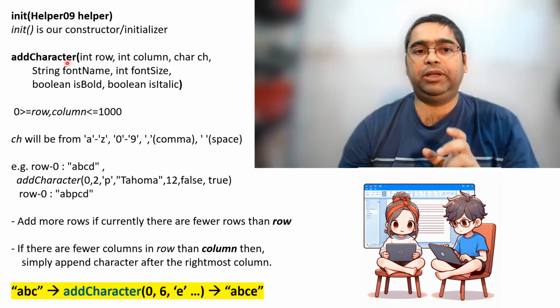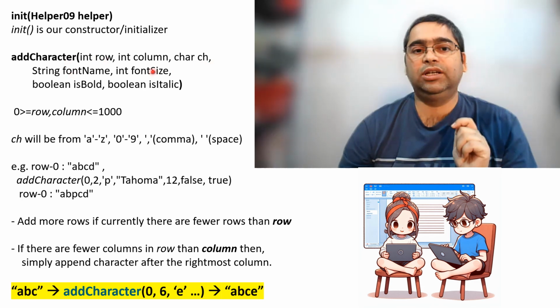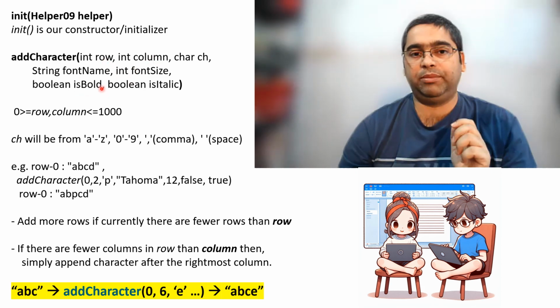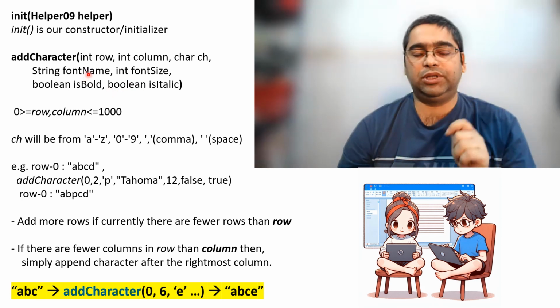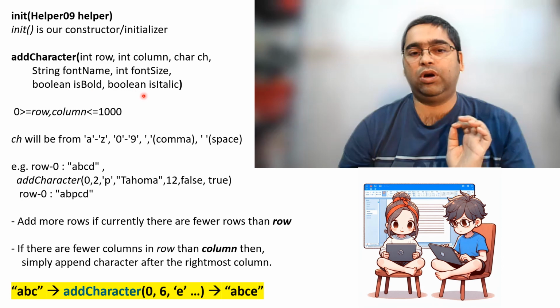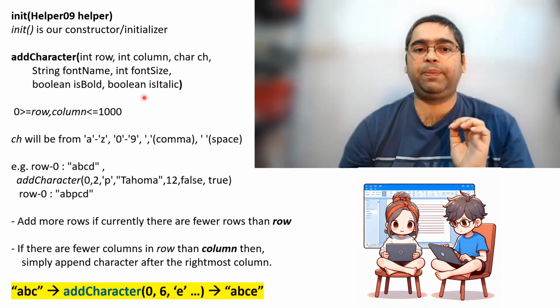The first important method is addCharacter. Basically, it asks you to add a character ch to a row and column, and it also gives the style parameters for the character. The font name can be something like Tahoma, Times New Roman, Algerian, etc. A font size, something between 12 and 22, whether the character is bold, or whether the character is italic.